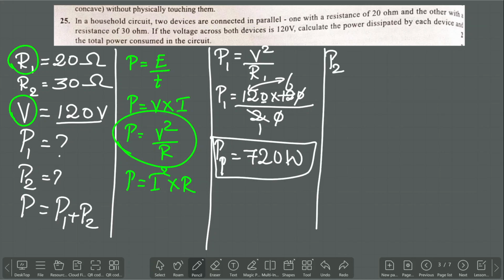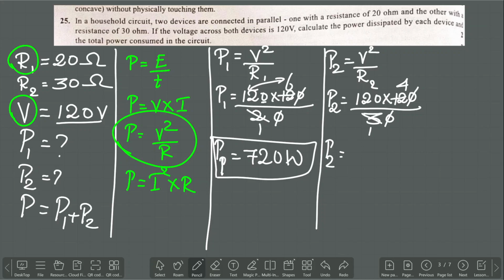Like this calculate for P2. So P2 is equal to V square by R2. So P2 is equal to, already we know the value of V, it is going to be 120 into 120 by, what is the value of R2? 30. So 0, 0 cancel each other. 1 3s are, 4 3s are. So P2 is equal to 12 into 4, it is going to be 48. 1 0 is in, add at last, 480 watt.